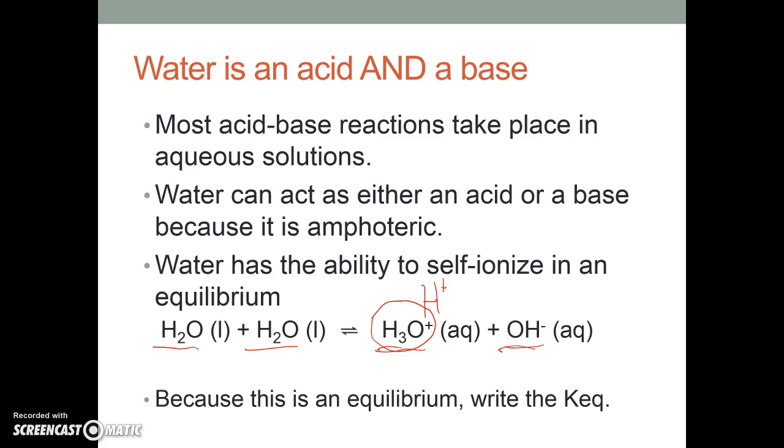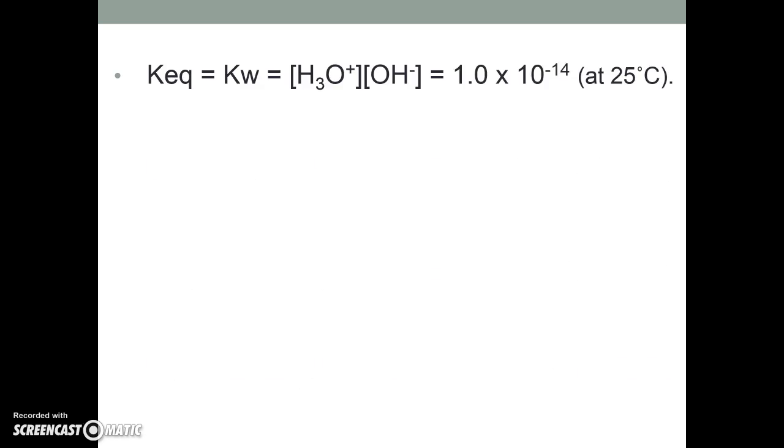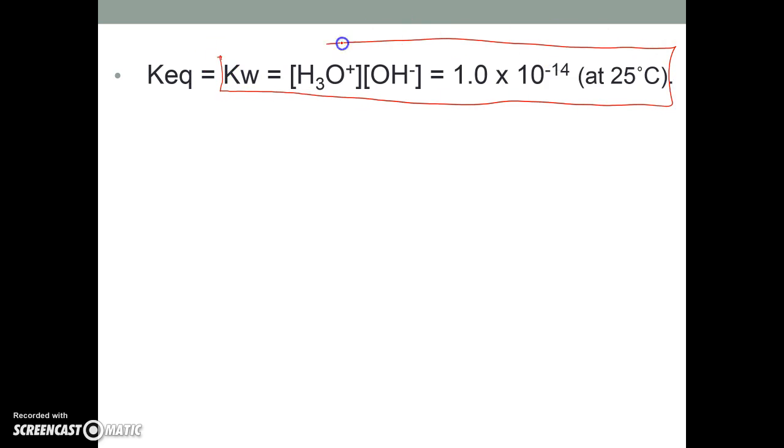Because this is an equilibrium, we can write an equilibrium constant for it. This is something you have to get down. The equilibrium constant for this system is called Kw, and at 25 degrees Celsius, if you multiply the H3O or H plus concentration in moles per liter times the OH minus concentration in moles per liter, it always equals 1 times 10 to the minus 14th.